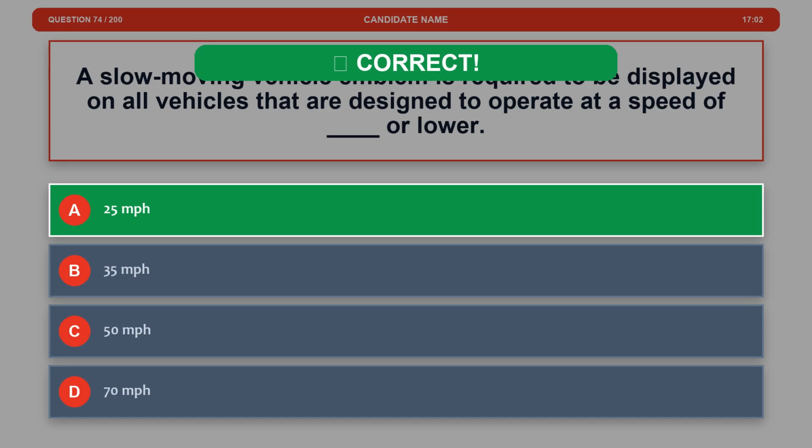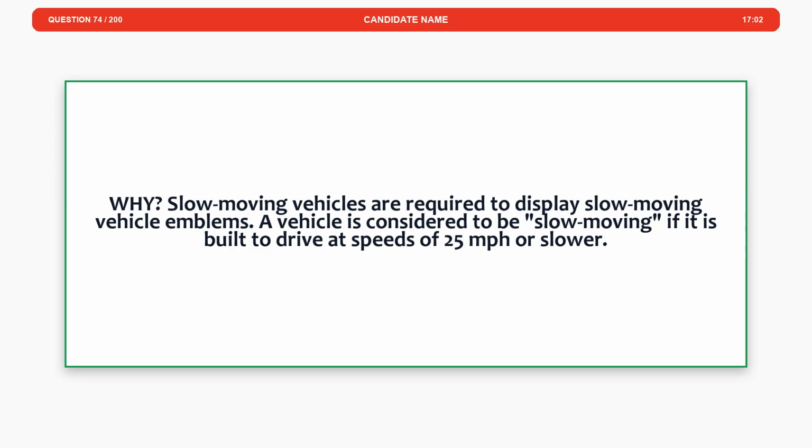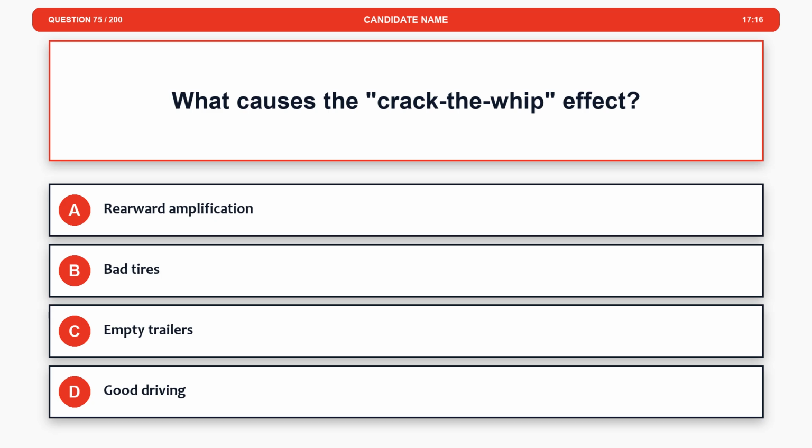The correct answer is option A, 25 miles per hour. Explanation. Slow-moving vehicles are required to display slow-moving vehicle emblems. A vehicle is considered to be slow-moving if it is built to drive at speeds of 25 miles per hour or slower. Question 75. What causes the crack-the-whip effect?